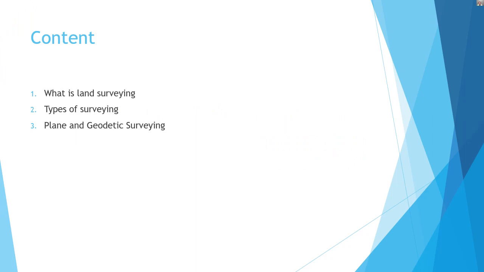The content of this slide is about the definition of land surveying, types of surveying, how many types of jobs you can do with the equipment, things like that. We will identify what is plane surveying, what is geodetic surveying.